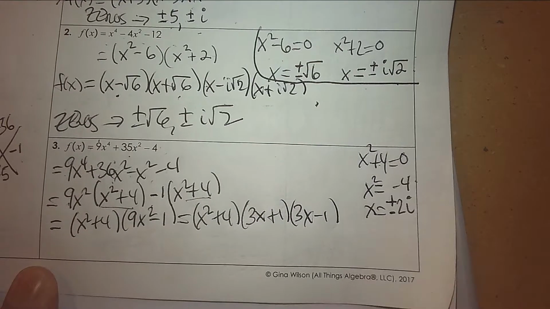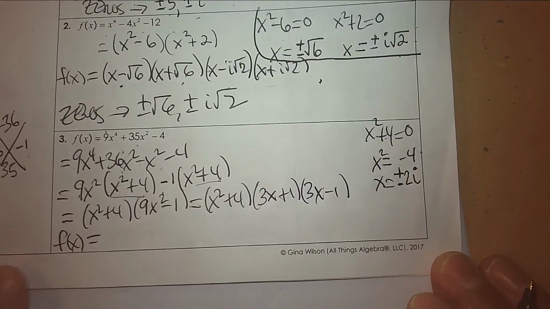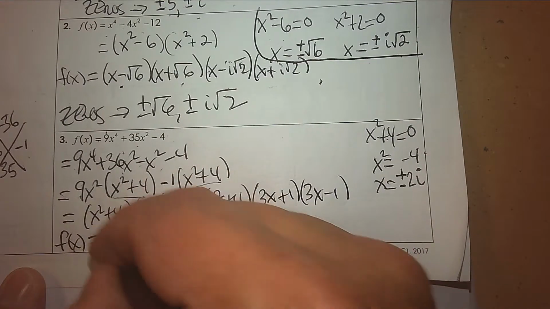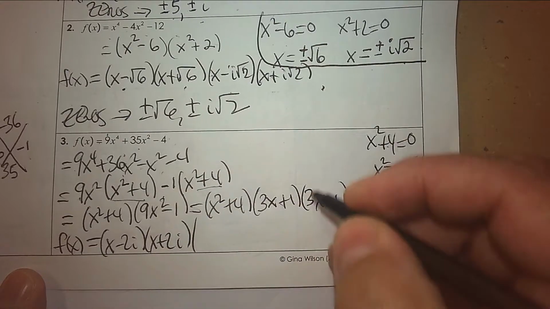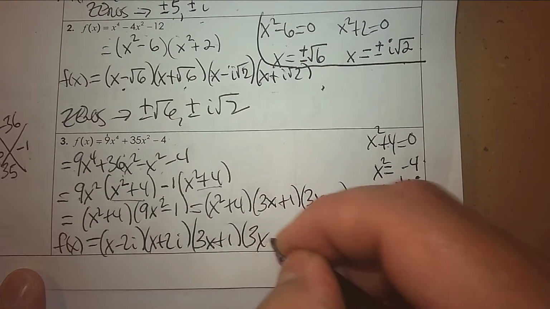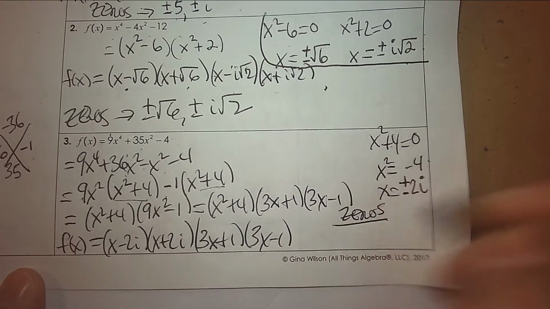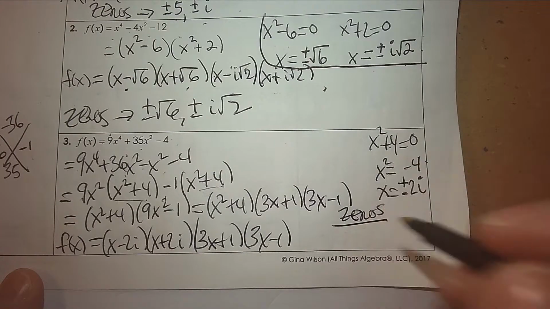So when I come back here, what's the function now completely factored as linear factors? So we have x subtract 2i, x plus 2i, 3x plus 1, and 3x minus 1. If I said, hey, tell me all the zeros then, what are all the zeros of the function? All the numbers that make it 0.